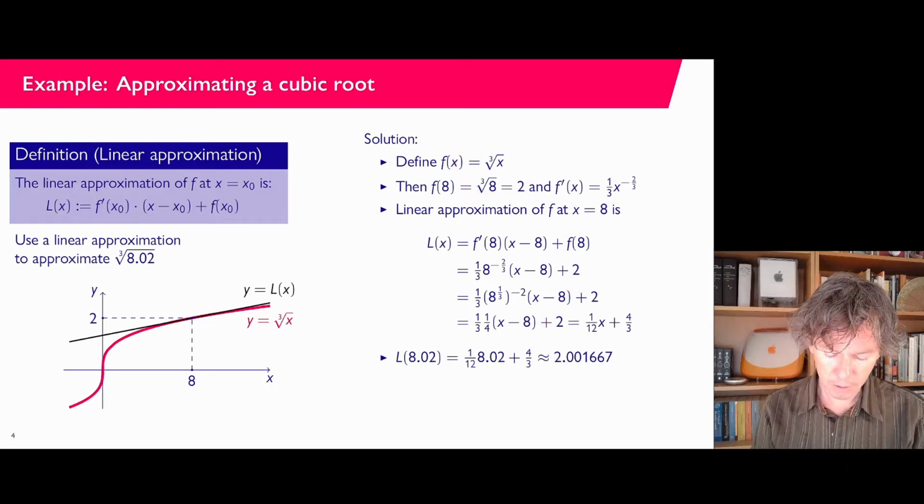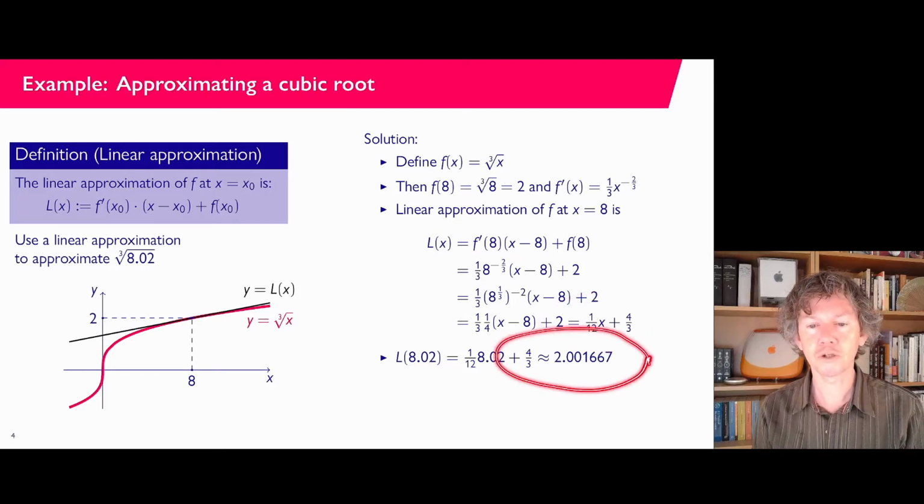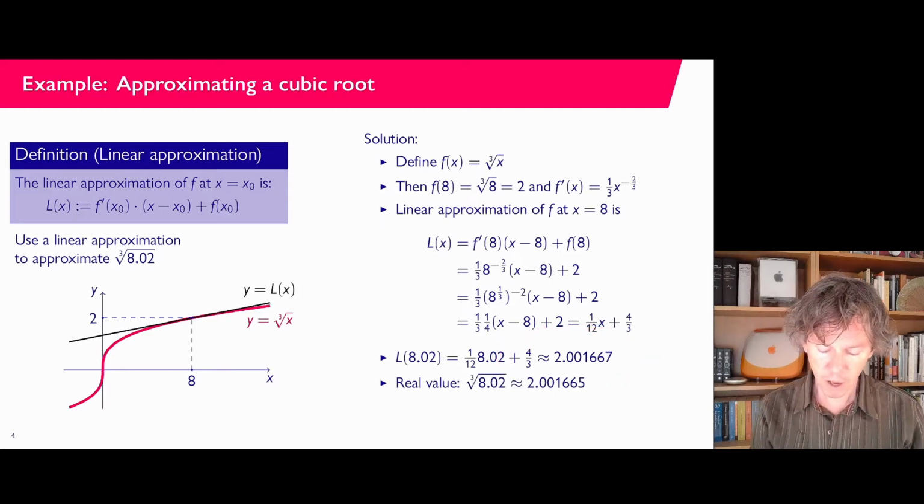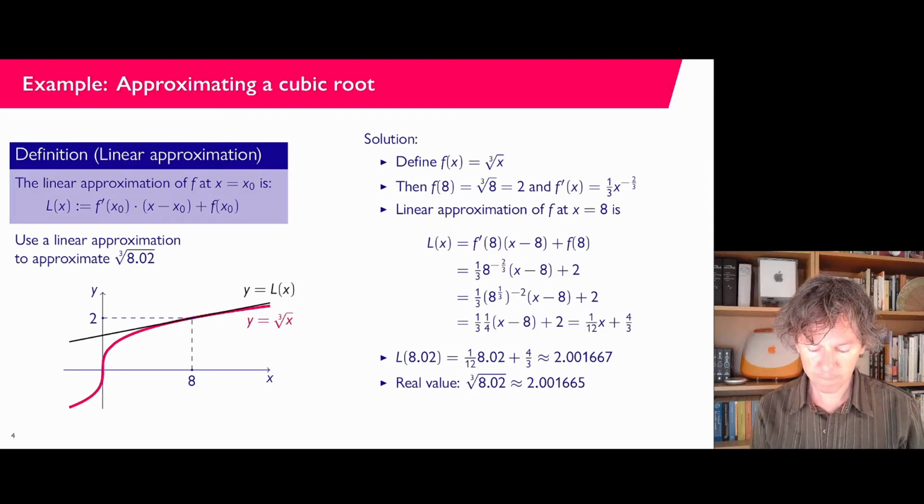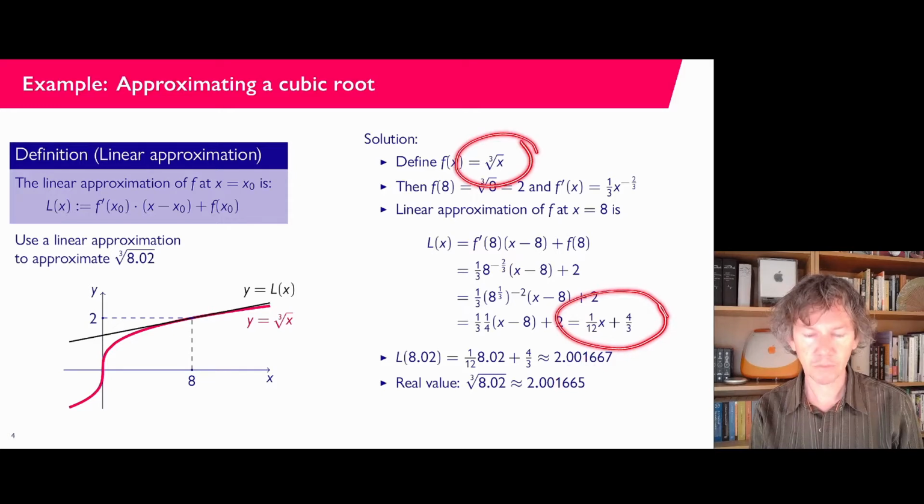So let's see how good this is. If you now plug in 8.02 into this linear function, you would find numerically 2.001667. And of course, since we have calculators and we have computers, I also did it on my computer. And if you find the real value rounded, then you see that it is actually quite close. They agree in all digits, only the last digit here is different. So this is a very good approximation, and to compute this value is a lot easier than to compute this value.